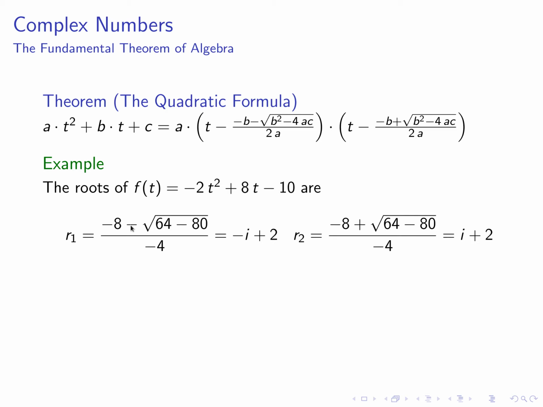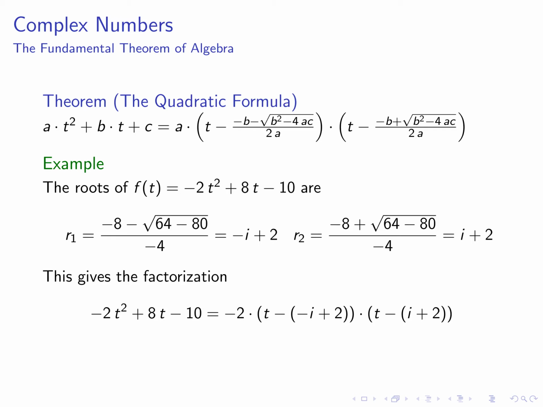And then minus 4i over negative 4 is negative i. And then when we take plus that radical over negative 4, we get plus i. And so this ends up giving us our factorization from the previous theorem.